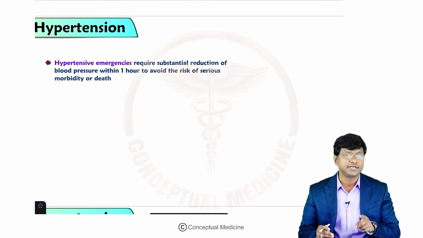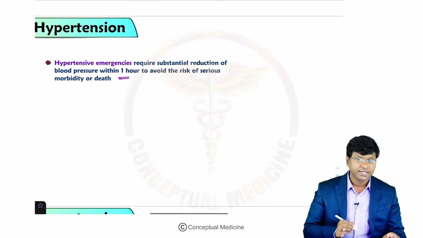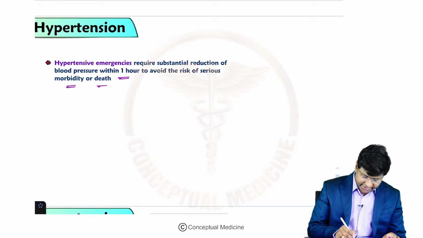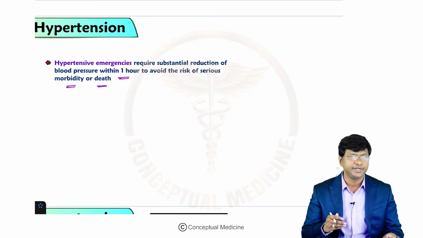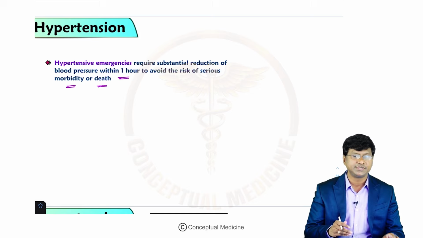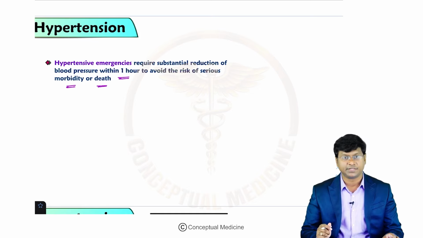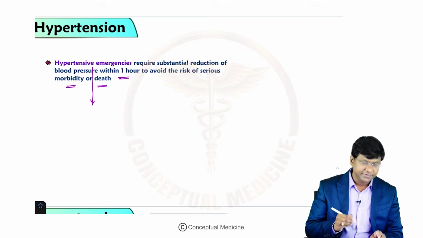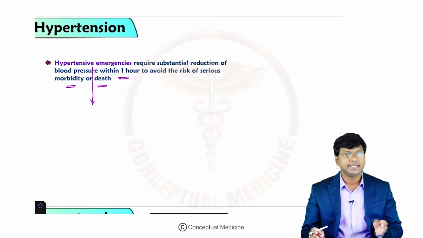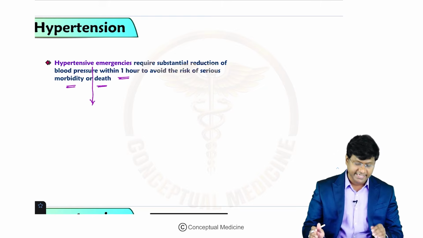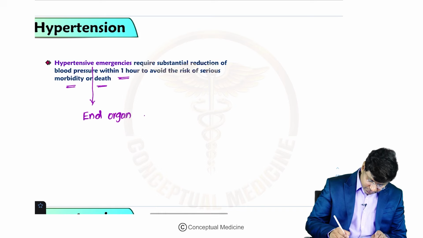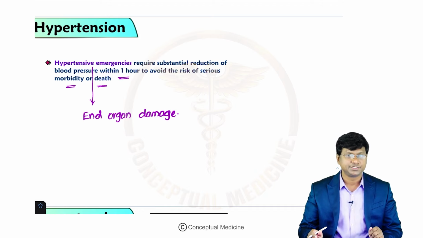they require substantial reduction of blood pressure within 1 hour, right, within 1 hour. Why? Mainly to avoid the risk of serious morbidity or death. In hypertensive emergencies, the blood pressure reduction should be done within 1 hour, okay? And so please remember one important point. What is the difference between hypertensive emergency and hypertensive urgency? In case of hypertensive emergency, there is end organ damage. Right, there is end organ damage, right?